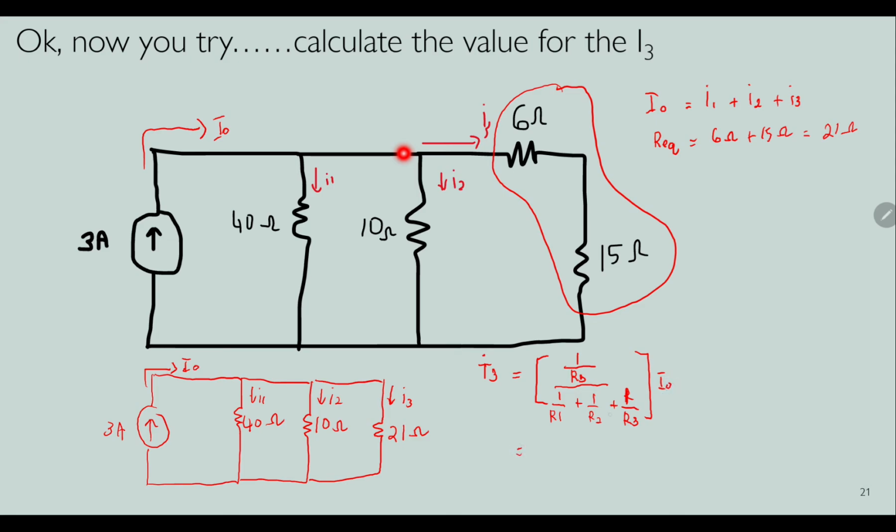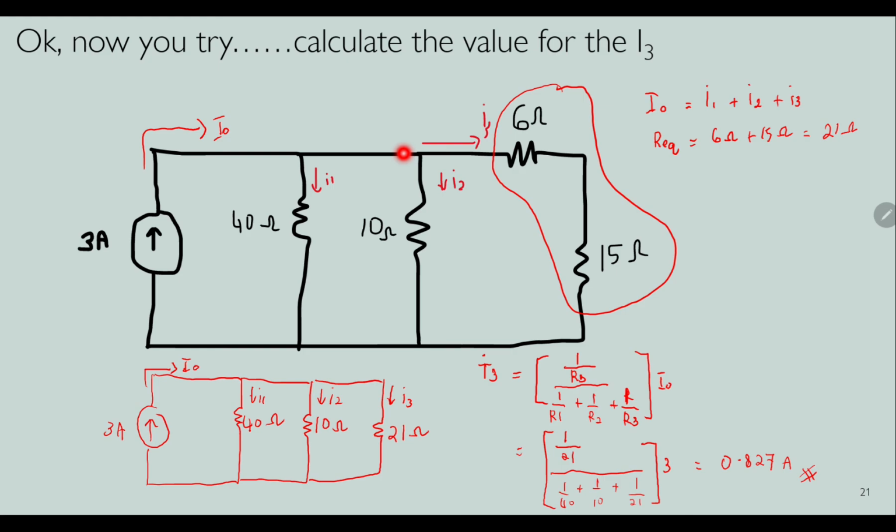So for this one, R3 is 21 ohm, so 1 over 21 ohm, divided by 1 over 40 ohm plus 1 over R2, which is 10 ohm, plus 1 over 21 ohm, times 3 ampere. Then you get the value for I3 as 0.827 ampere.